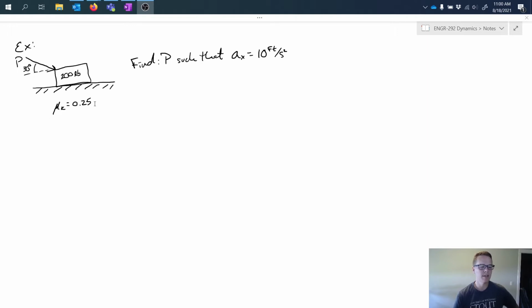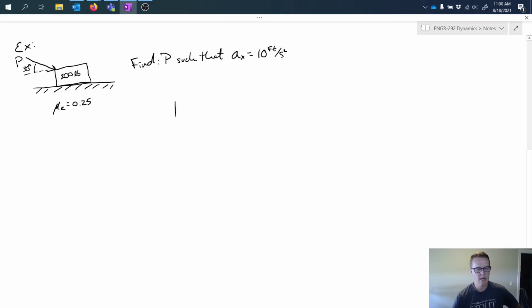One other thing that I've specified here is that I have a kinetic coefficient of friction between the box and the floor of 0.25, so that'll become relevant for us. So the first step that we probably want to do, as is usual in many problems in dynamics, is create our free body diagram.